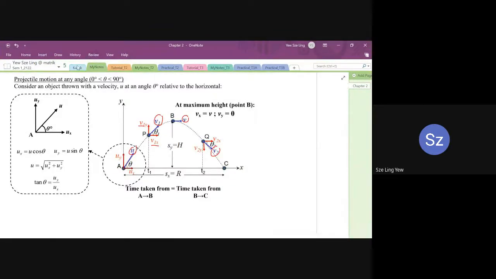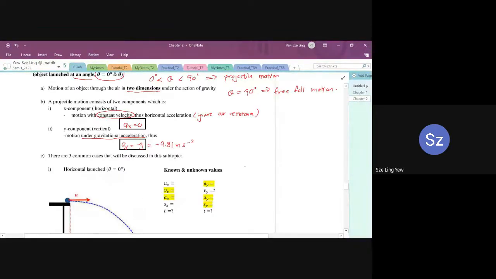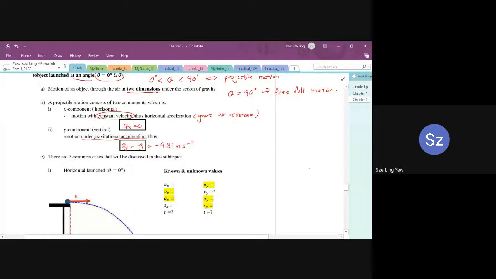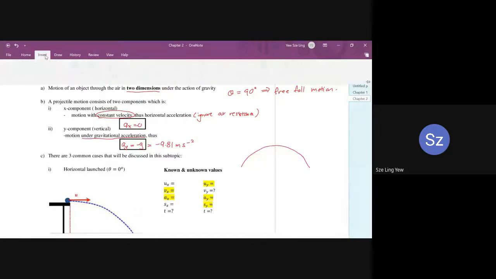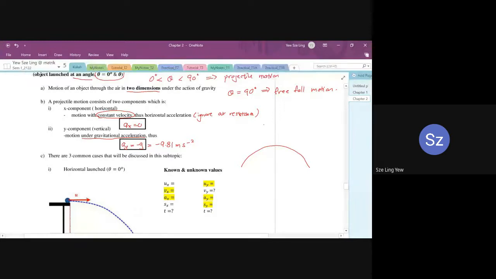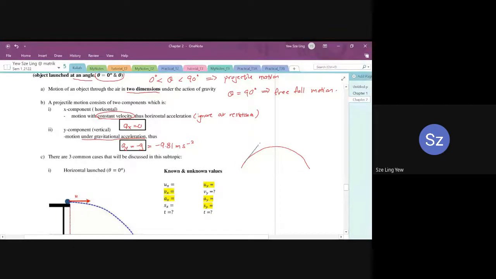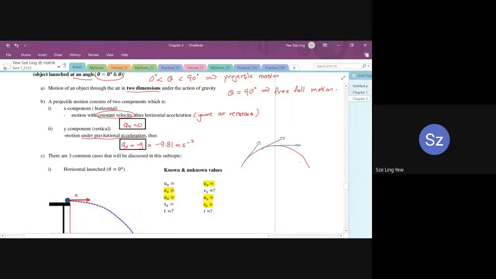All right, so for a projectile motion, the direction of motion is actually the tangent of the curve. So the tangent of the curve comes with an angle. So this is our v, at every point.